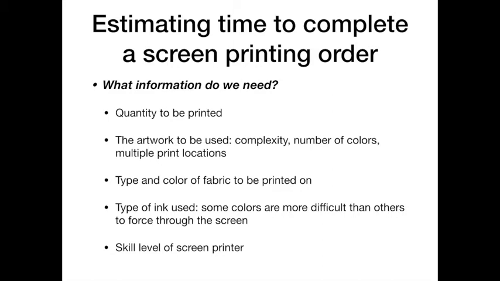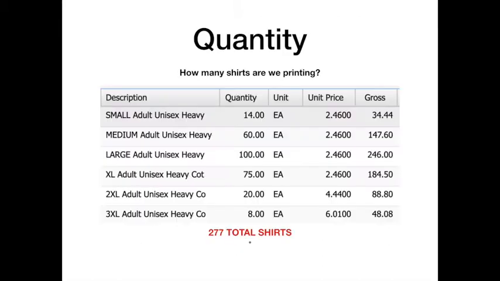We need to know the quantity that we're going to be printing, the type of artwork, how complex it is, the number of colors, how many print locations, the type and color of fabric that we're going to print on, the ink that we're going to use, and also the skill level of who is going to be printing these. Our example that we're going to be using is the graduation t-shirt order. There is a total of 277 shirts in this order.